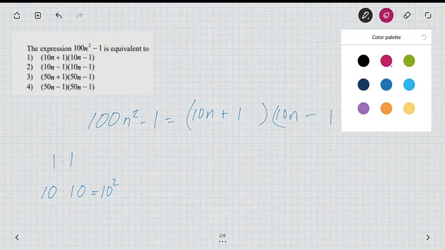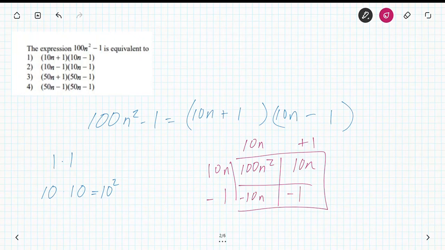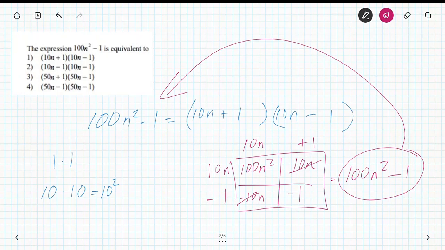Now my last step is to check. How do I check? Go back to the box method. So I do 10n here and a positive 1 here, 10n here and a negative 1. 10 times 10 is 100, the n squared goes there. This is a positive 10n, negative 10n, and this is negative 1. I eliminate my like terms because they are the same except opposite signs, and I end up with 100n squared minus 1, which is exactly my original expression. So these factors that I just wrote are correct. What is my answer? It is answer choice number 1.